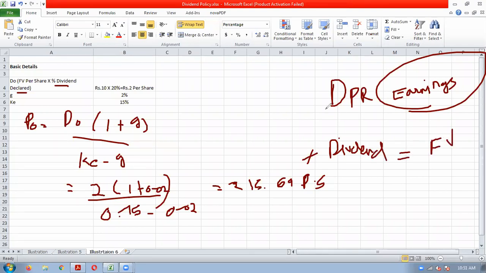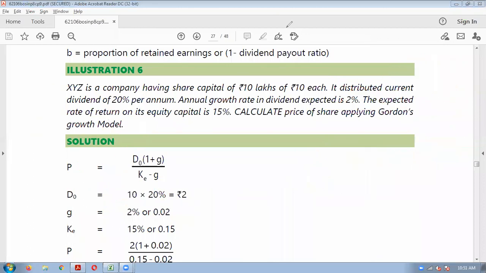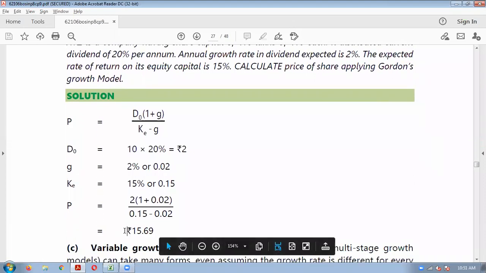Dividend payout ratio we have seen, no? Dividend payout ratio is dividend divided by earnings, and a percentage dividend is applied on the face value. This will tell you how much you are giving to the shareholders. So in this question, it is percentage dividend given as 20%, not the dividend payout ratio. So market price we have calculated. See here, working is given, so it is 15.69, which we have also calculated. Clear everybody? Any confusion?